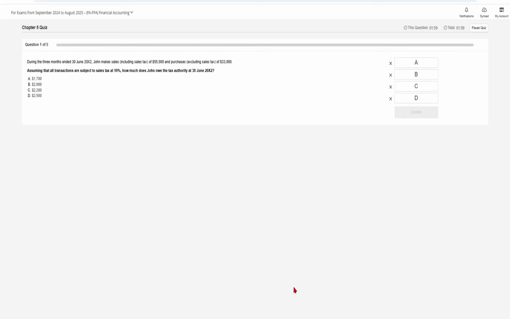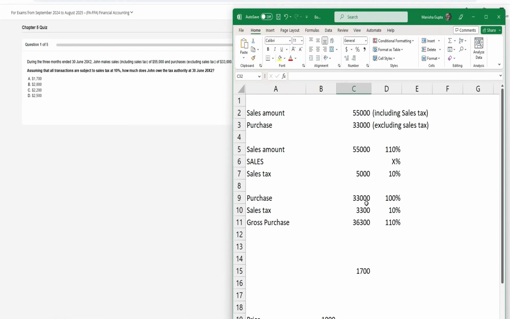So basically the question is asking how much John owes the tax authority at the year end. Here is the question I have solved on Excel. The sales amount given is 55,000, and they said this is including sales tax. The other is the purchase amount, which is 33,000, and they said excluding sales tax. There is a difference between these two, and I will show you how. First, in order to find how much John owes the tax authority, we must know how much sales tax is on the sales and the sales tax charged on the purchases.